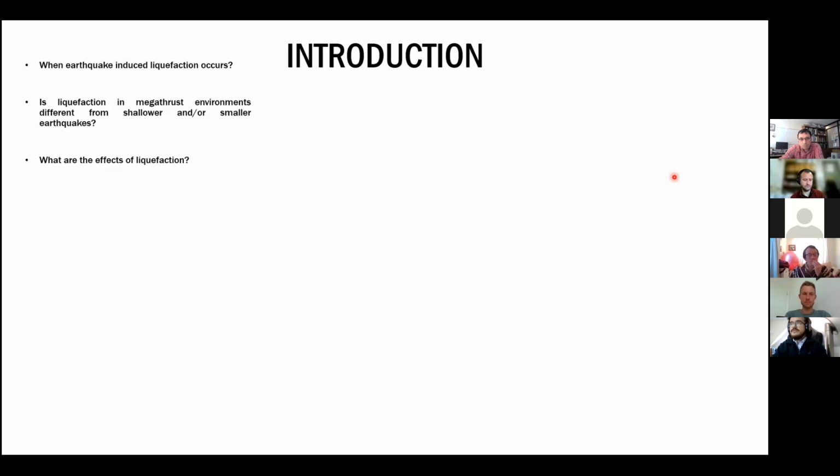So, starting with the introduction, I want to answer some questions to introduce the topic. The first question is, when does earthquake-induced liquefaction occur? Firstly, we need to know that liquefaction is a phenomenon wherein a saturated sand subjected to cyclic shear loads loses a large percentage of its shear resistance and flows in a manner resembling a liquid. Therefore, soil liquefaction will occur when the strength of the soil subjected to the seismic load decreases because the pore water pressure increases because of the seismic excitation.